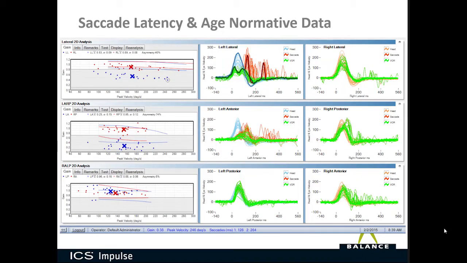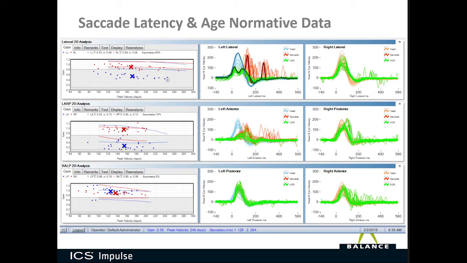Okay, so now we're going to talk about saccade latency and age normative data. This is new in software version 3.0. So the first thing is saccade latency. If you see here, we've got a trace highlighted, and we've got two saccades, a covert saccade and an overt saccade. So if we look down here, the first thing it tells us in this status bar is the gain is 0.38, and you can see the gain point is circled right here. Second thing, for that head movement, the peak velocity was 246 degrees per second.